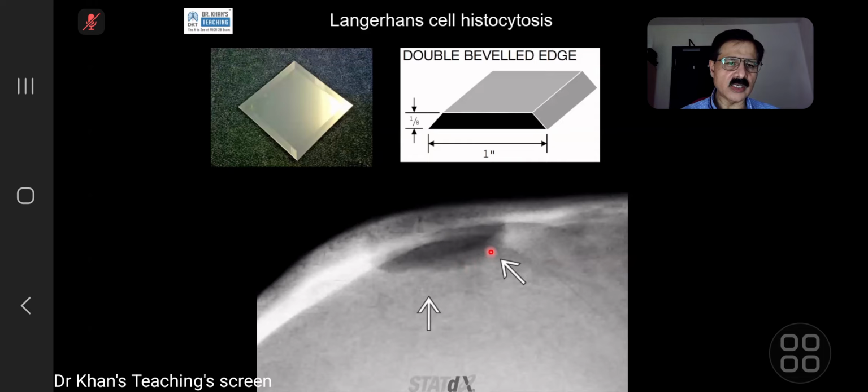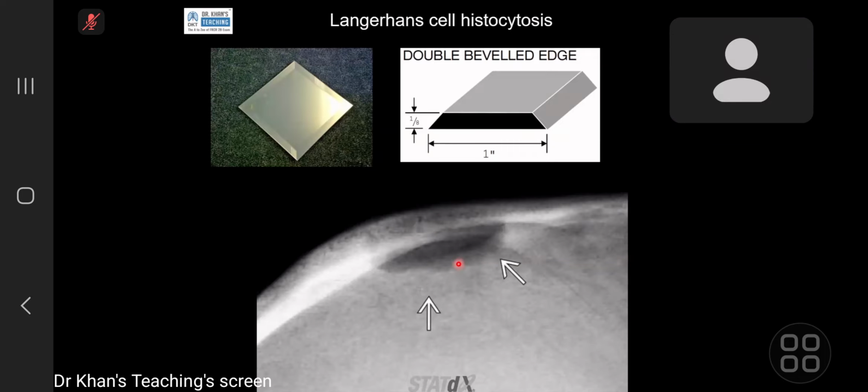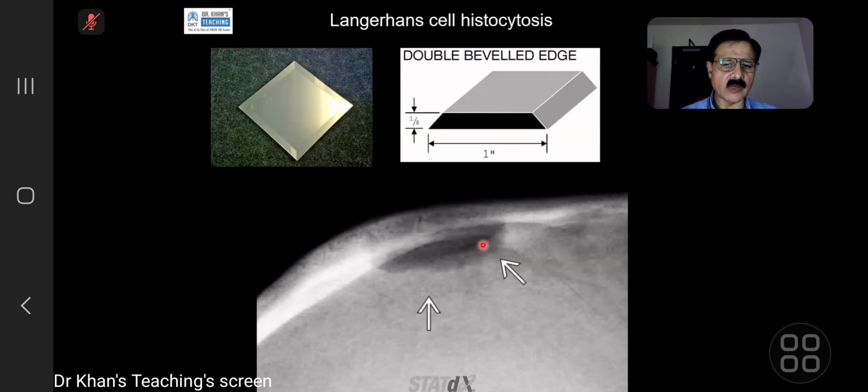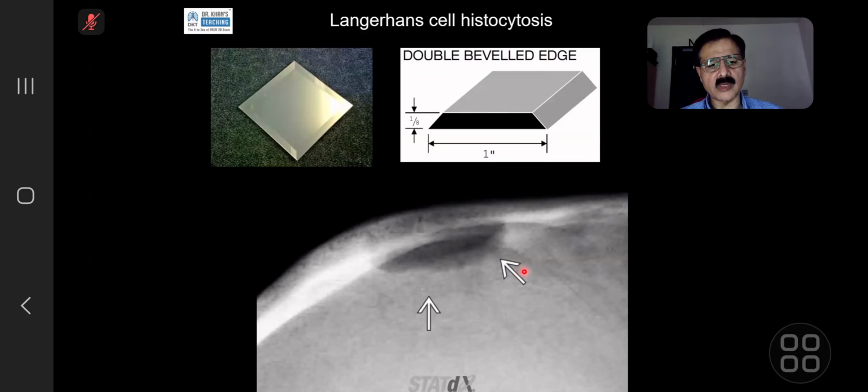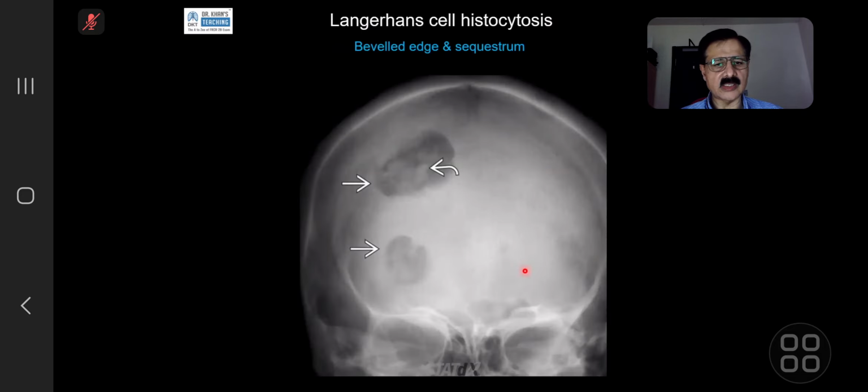Now the beveled edge, this is known as a bevel. So what is happening is that this is the outer table and the hole there is smaller, and then there is undercutting of the inner table. That is how it gives you this beveled edge, and it will be seen when it is tangential to the X-ray beam. If you look here, where I am pointing out, this is the hole in the outer table, and this one is going into the inner table. This is what the examiner is going to grill you on, that why is this and why is that.